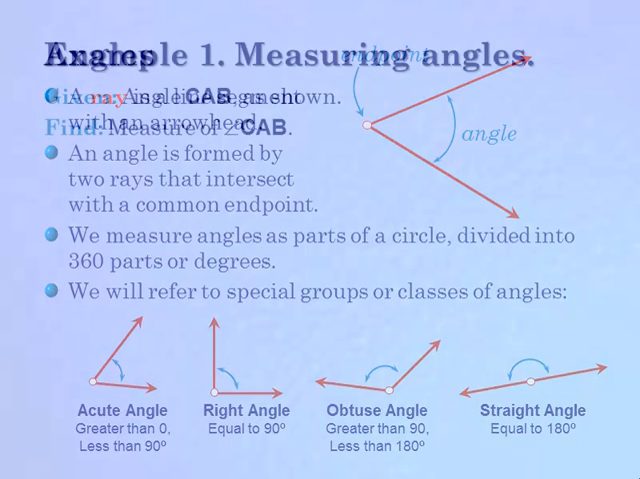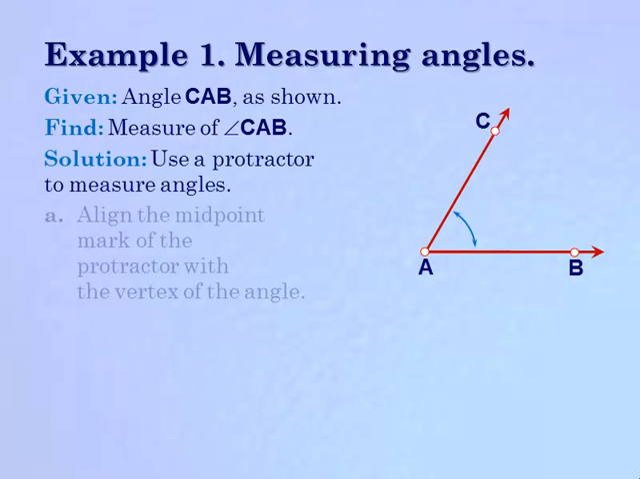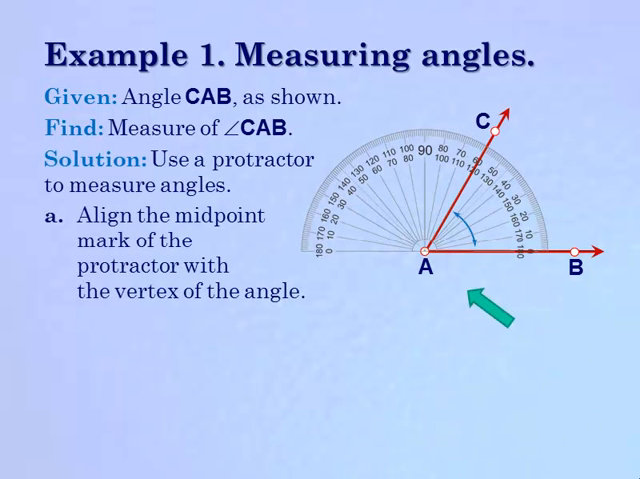Let's look at example 1 of measuring angles. How would you measure angles? So we're going to measure an angle with a protractor. So let me show you how to use a protractor. You align the midpoint mark of the protractor with the vertex of the angle, right there. Now your protractor might have some more plastic down at the bottom part of it, but I've just drawn this one here without that so that it makes it easier to line up.